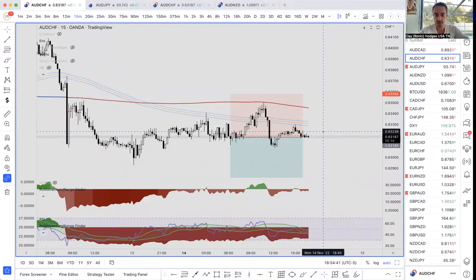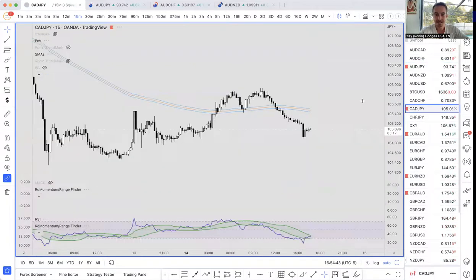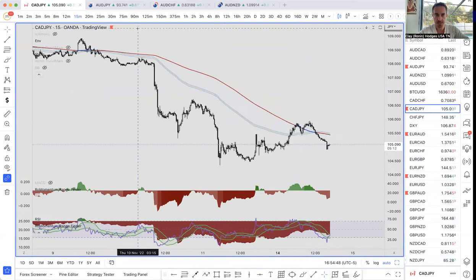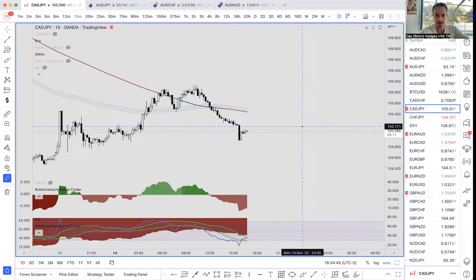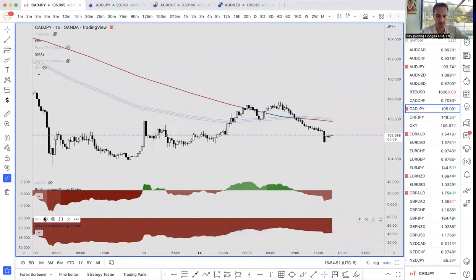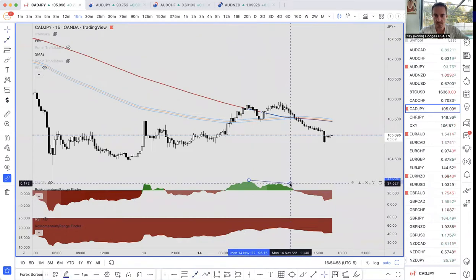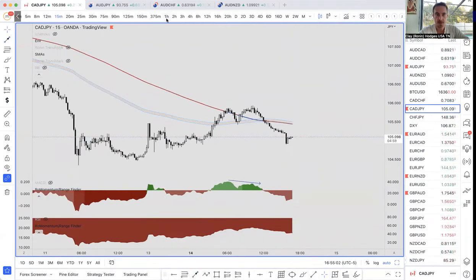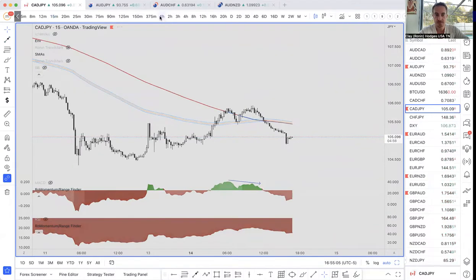So holding this going into Asian session, CAD yen, this is a really good example of some divergence on the momentum, on both of these indicators. This is my strategy. This is what really helps me to find these momentum-based trades. So now this is a 15-minute time frame.